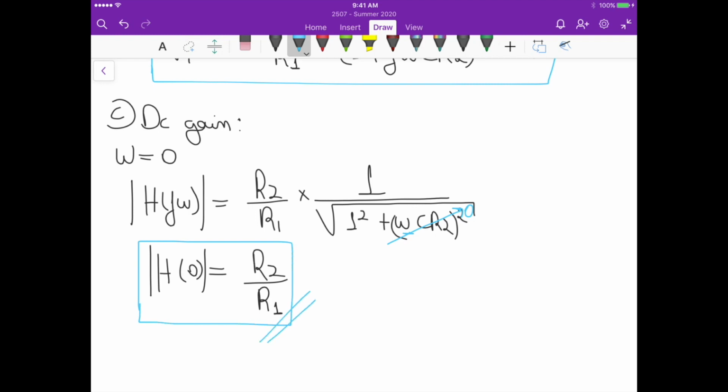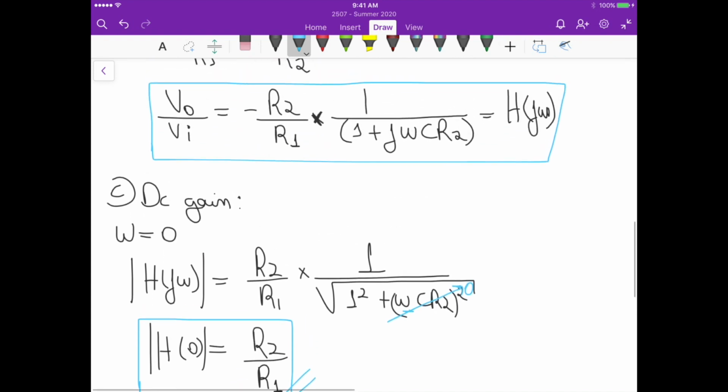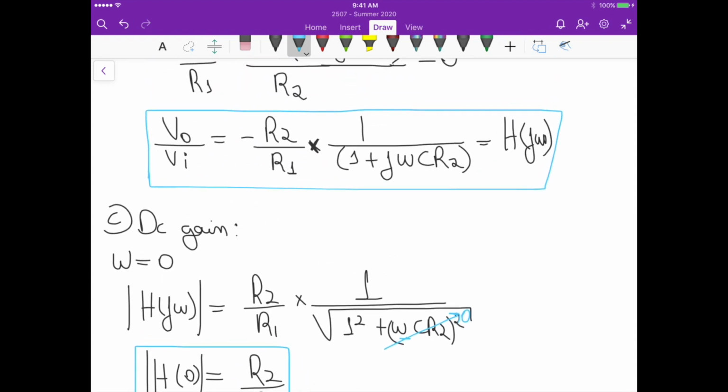Now the fourth part is the 3 dB frequency. So let's see one thing here. First we know that we have a constant gain, right? If we look at the voltage transfer function, this here denotes a constant gain. This constant gain basically means that if the frequency is low, this term here, j omega C R2, is much less than this one. Basically, this is the gain that we have.